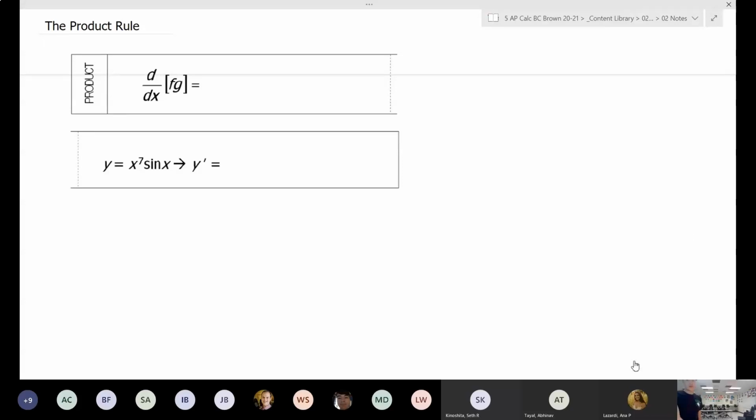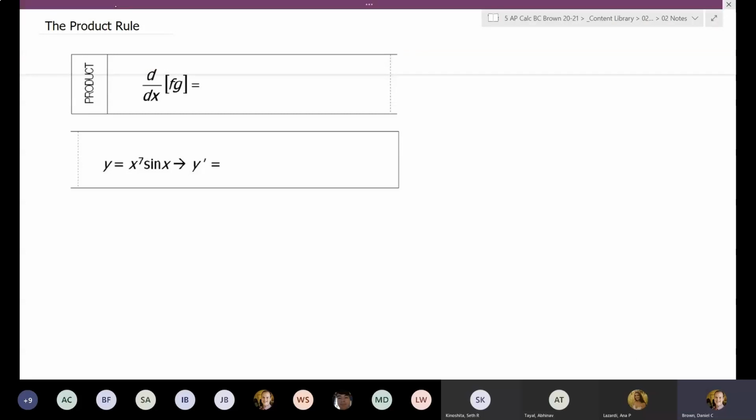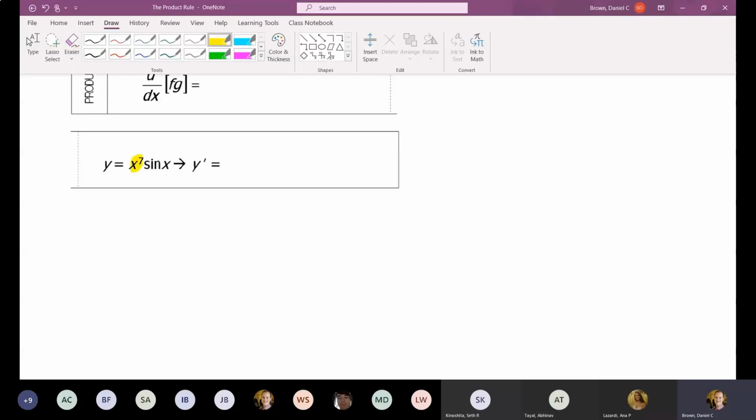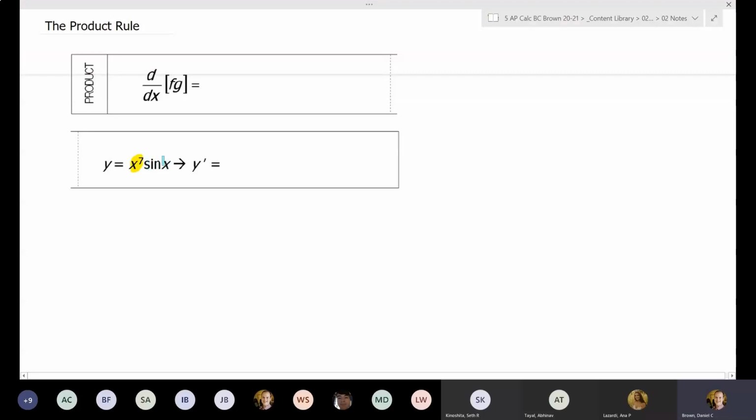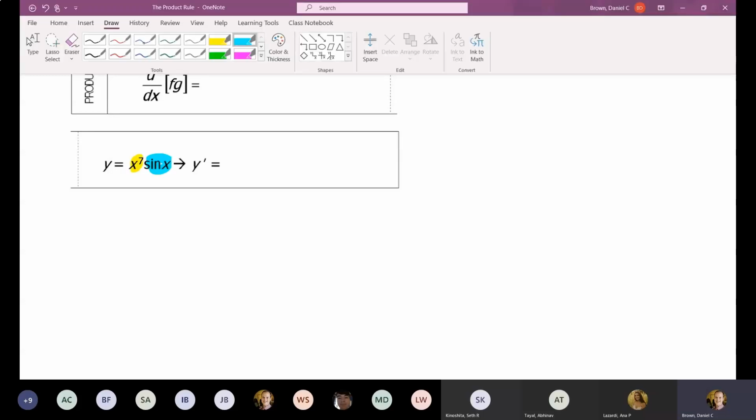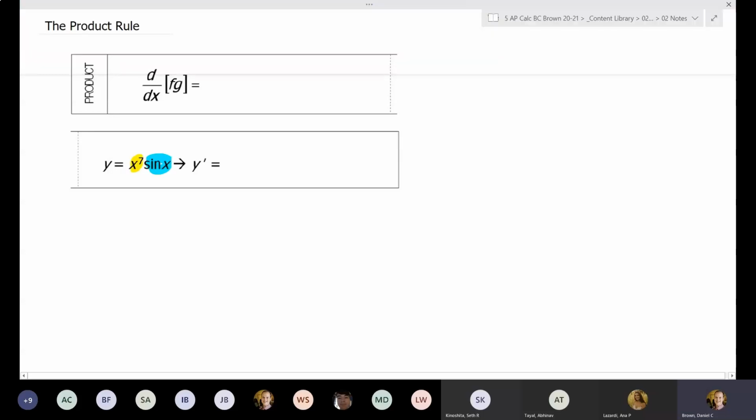And the product rule is going to be used whenever you're multiplying two functions together. I'm going to write this as d dx of f times g, where f and g are separate functions. So we have one function times another one. This would not be a constant multiple rule. And the way we take the derivative using the product rule, you can't just take the derivative of each factor.